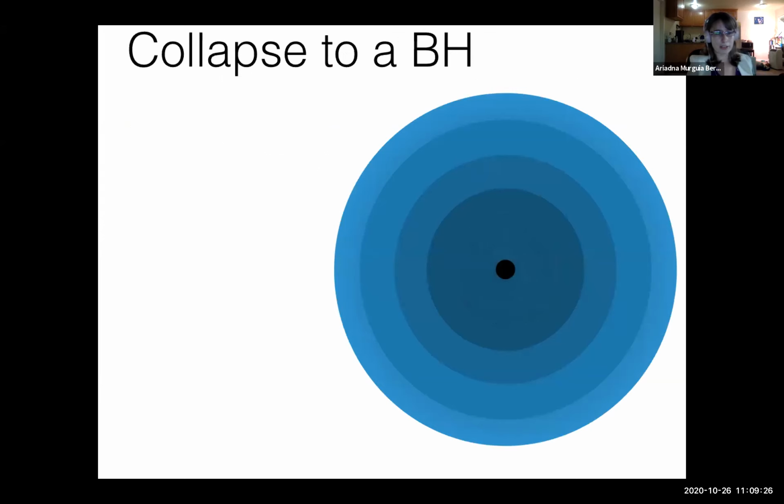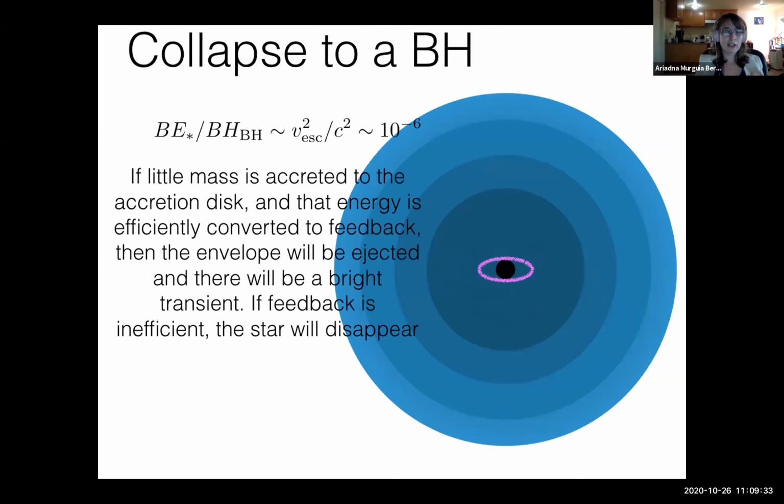Then the next shell of material is going to fall. And depending on if it has enough angular momentum, there will be a disk. Now, the binding energy of the star is much, much less than the potential energy that the black hole can release. So even if little mass is accreted, if that energy is sufficiently converted into feedback, the entire envelope is going to be ejected. And if that happens, we're going to see a very bright transient. In the other case, if a disk is not formed or the feedback is inefficient, everything just gets directly accreted onto the black hole and we see nothing. There is no bright transient.